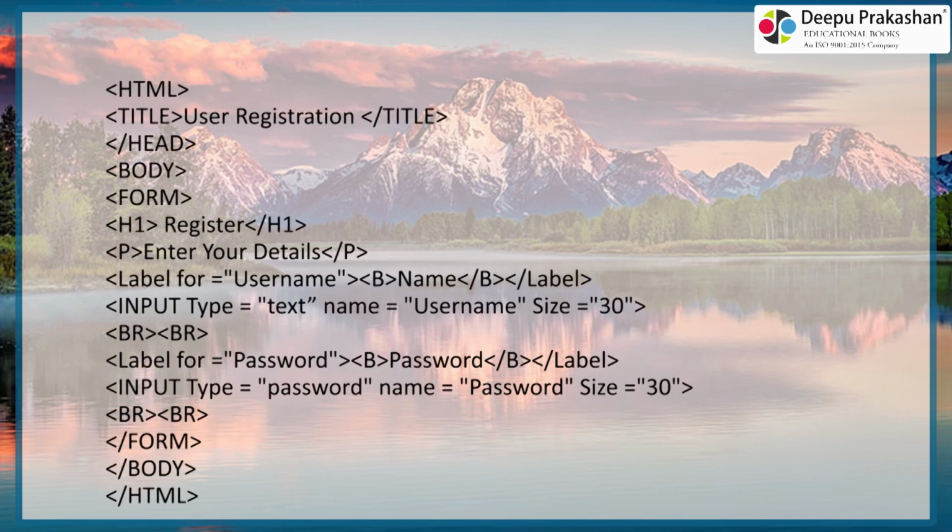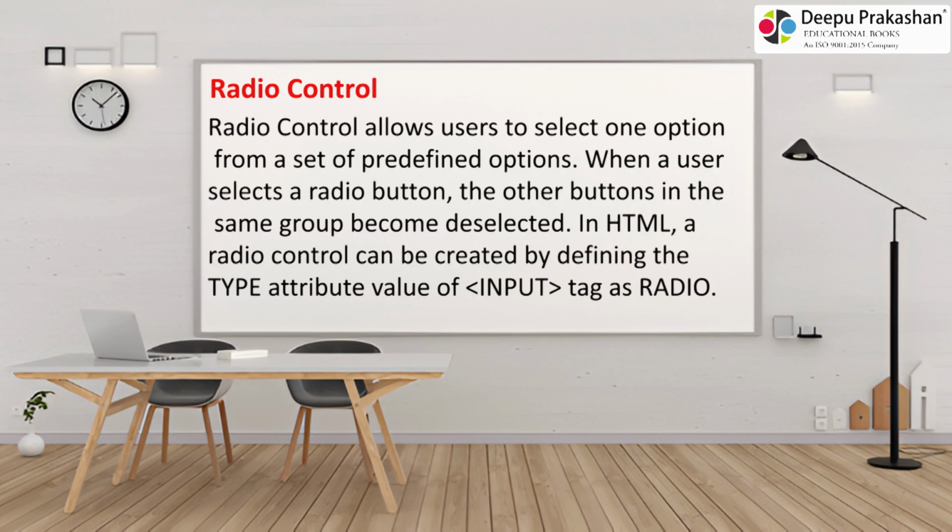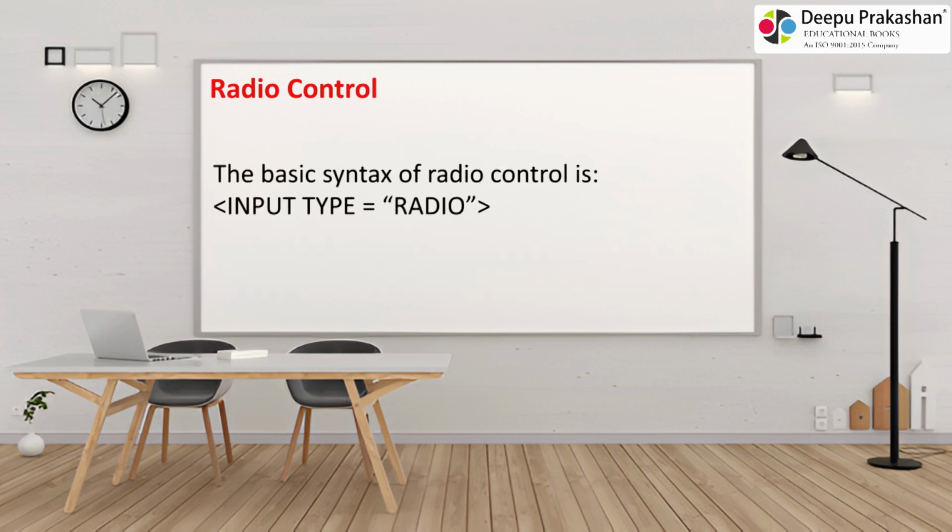Example. Output. Radio control. Radio control allows users to select one option from a set of predefined options. When a user selects a radio button, the other buttons in the same group become deselected. In HTML, a radio control can be created by defining the type attribute value of the input tag as radio. The basic syntax of radio control is input type is equal to radio.